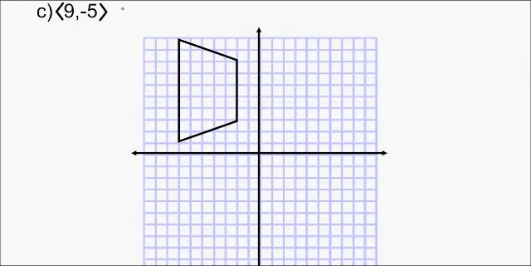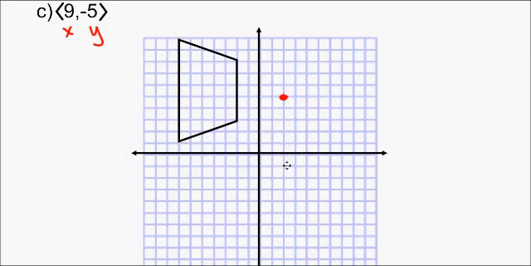We're moving over 9, down 5. So remember, x, y, over 9 to the right, and then down 5. I'm just going to count right on here. So 1, 2, 3, 4, 5, 6, 7, 8, 9. Down 1, 2, 3, 4, 5, right here. This one, if I go over 9, it's going to be over here, and then straight down. So over 9, then down 5.